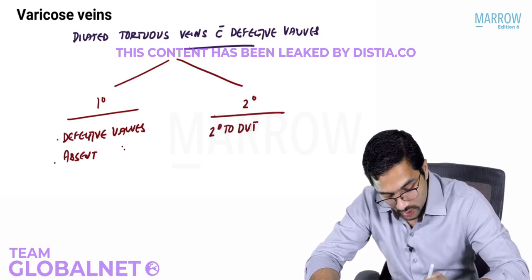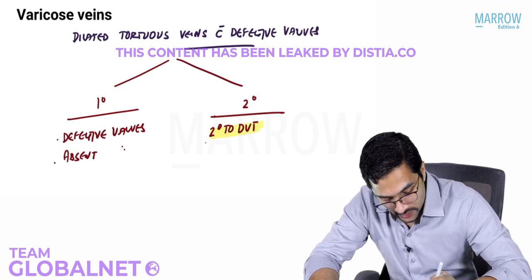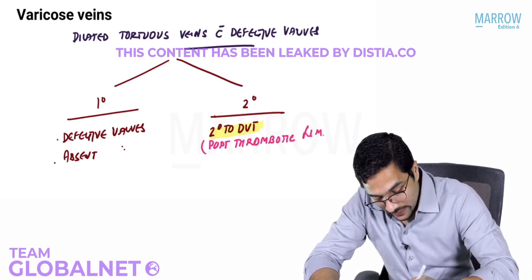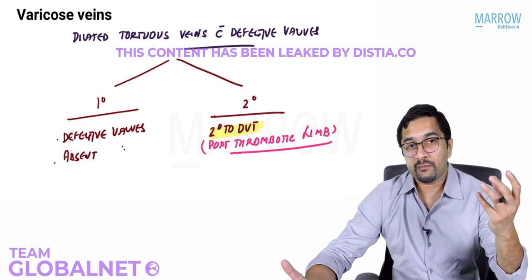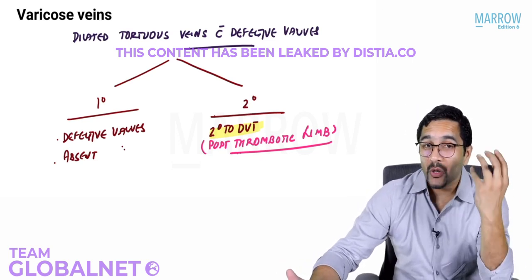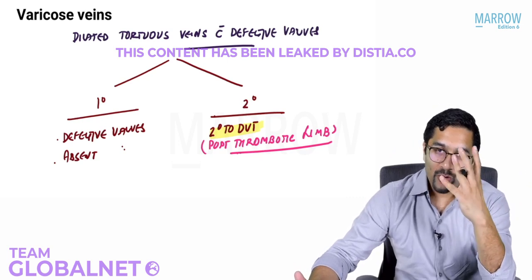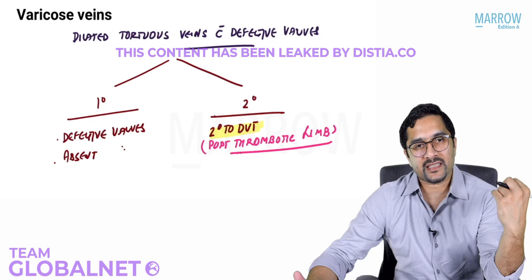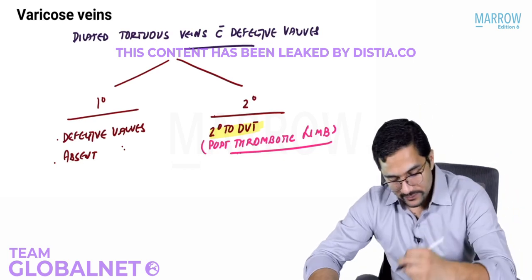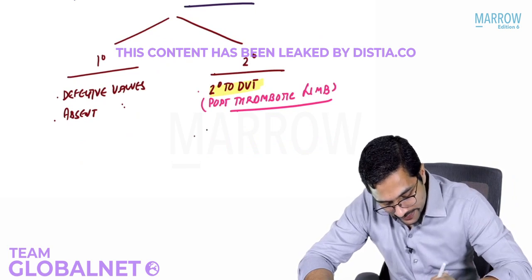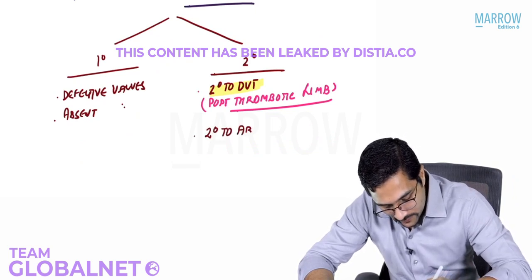And if you remember the module on DVT, I told you about the post-thrombotic limb, which can give rise to varicose veins as well. And we know the reason why, because if the deep veins are thrombosed, 80% of the blood was supposed to flow through them. Now, all the blood will flow through the superficial system, and that will give rise to varicosities. So it can be secondary to DVT, it can be secondary to abdominal or pelvic masses.